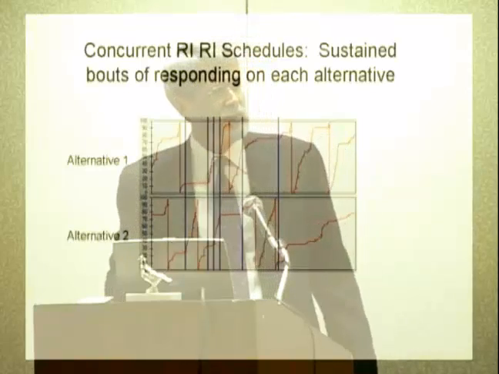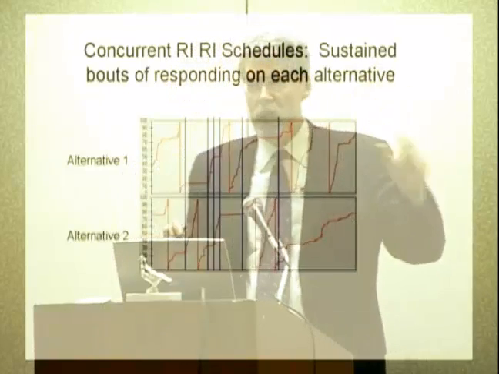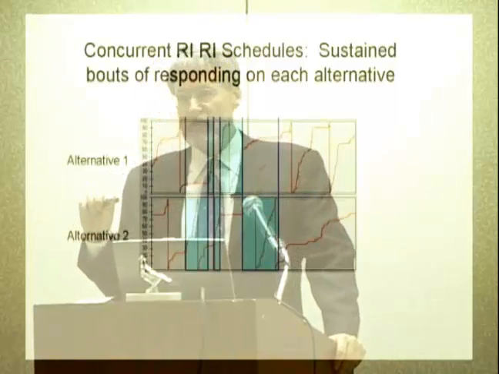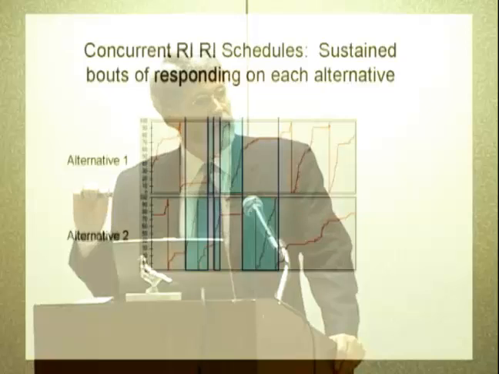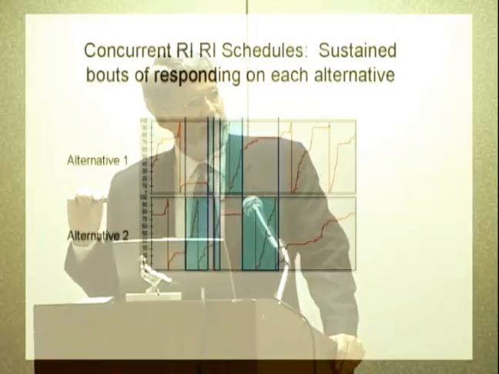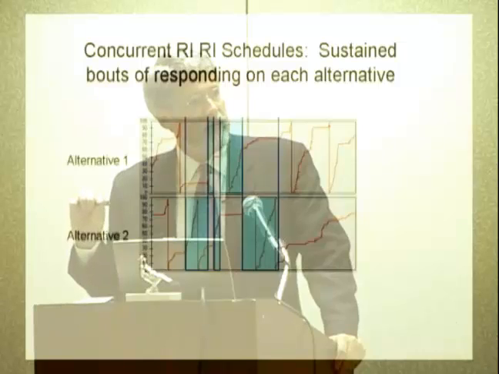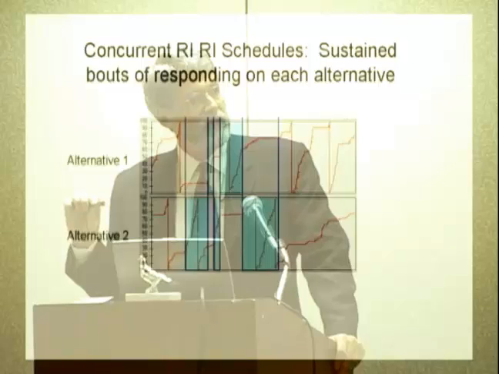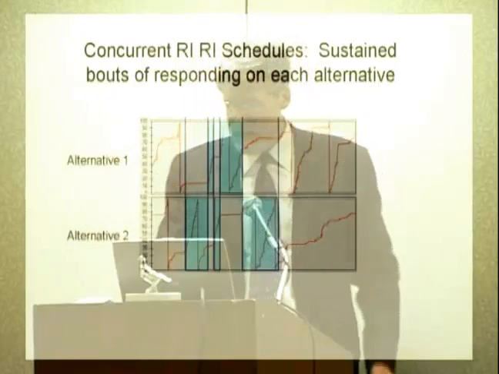Also, this is just an example of what happens on a concurrent schedule, and I'll just tell you what it shows. It shows alternating bouts of responding on each alternative. We have not published any data on concurrent schedules, but we'll get to that in a minute. But here's what happens on them. You're on alternative two, and you see you're responding on alternative two, but not on alternative one. These timelines are lined up. So you're responding on alternative two, then you stop, and you've switched over to alternative one, then you stop, and you've switched over to alternative two. So you get sustained bouts of responding on the two keys.